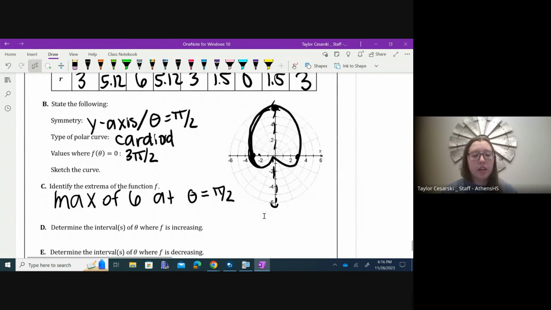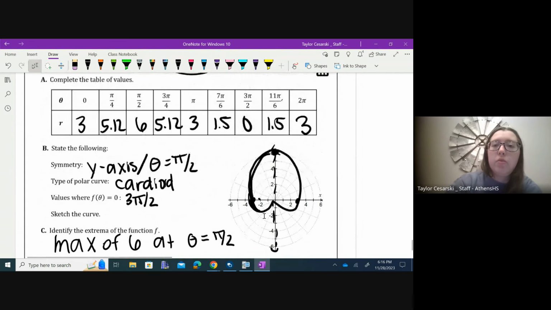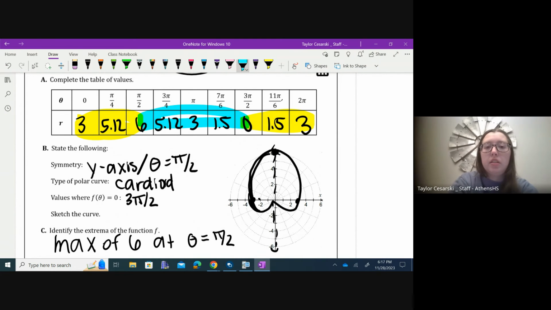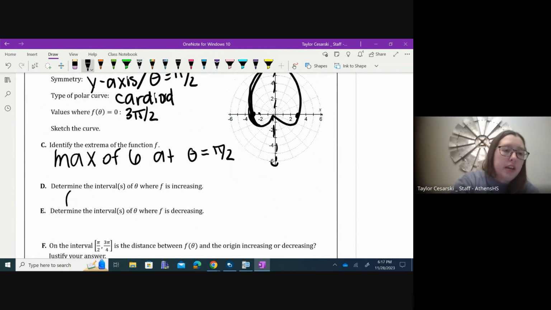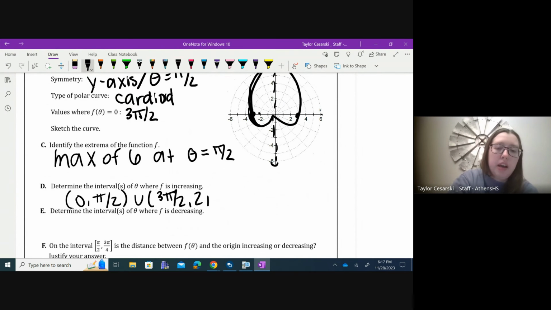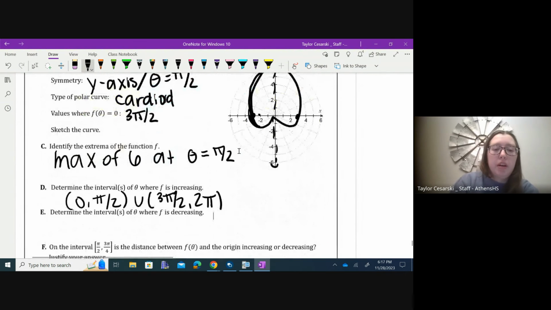All right, determine the intervals where f is increasing and then where f is decreasing. Well, let me highlight this out. Where it's increasing would be from here to here. And then it starts decreasing, decreasing, decreasing, and then it's increasing again, which means this section right here is decreasing. So if I was going to write this out, it would be increasing from 0 to pi over 2, and then from 3 pi over 2 to 2 pi. And then decreasing would be the blue, pi over 2 to 3 pi over 2.